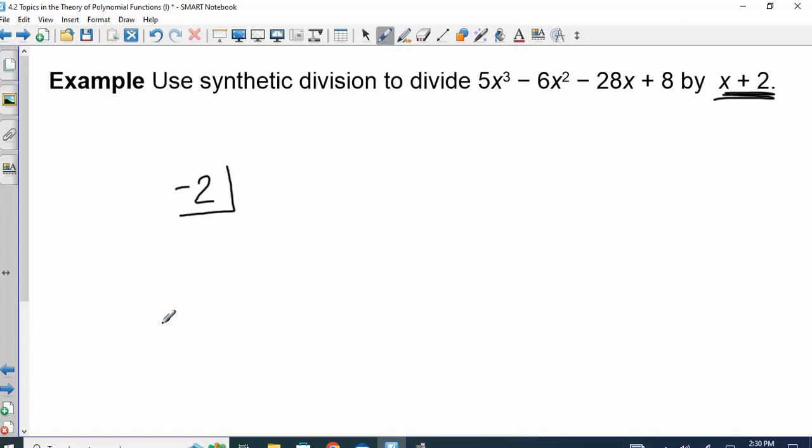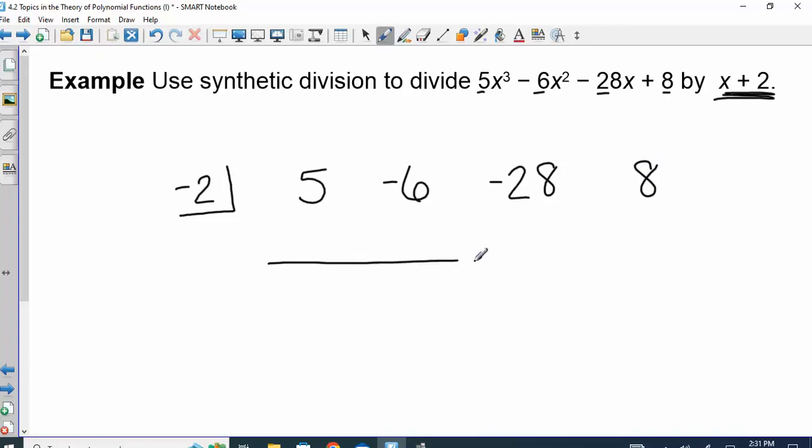So we're going to set this up. We put a negative 2 out here. Remember that. And then we put the coefficients. No x's, just coefficients. Make sure if you're missing a power of x, you put a 0 for that. So if I went from like x squared down to 8, I would have to put a 0 for the x power. Okay. Is everyone with me so far?